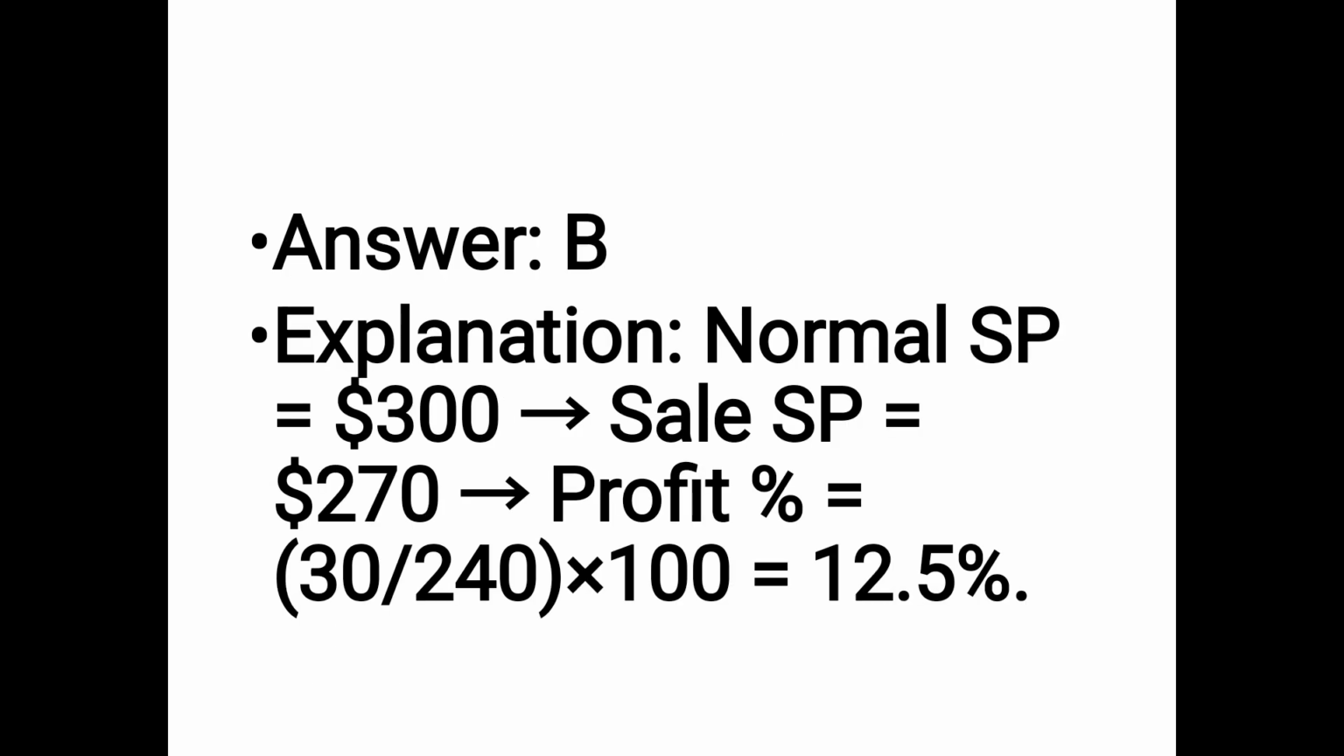The answer is B. Explanation: normal SP = $300. Sale = $270. Finally, profit percent = (30 over 240) × 100 = 12.5%.